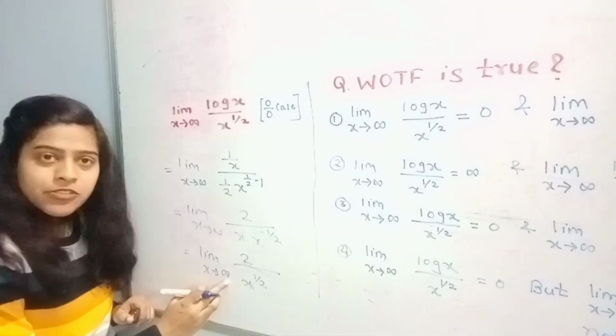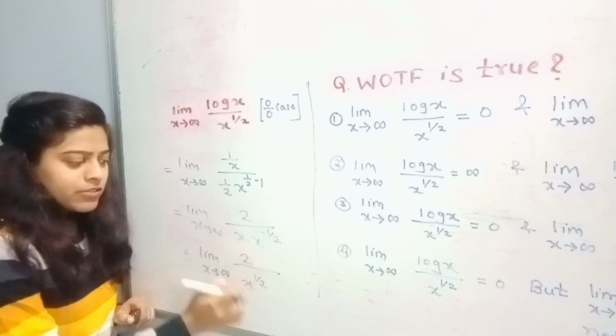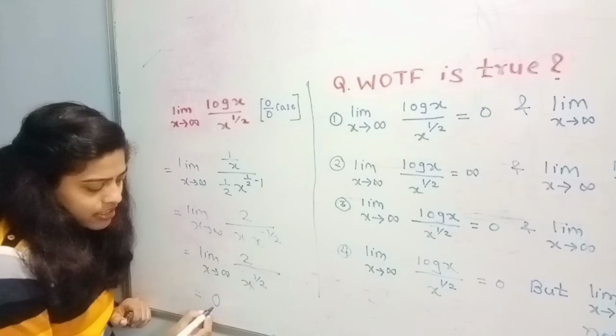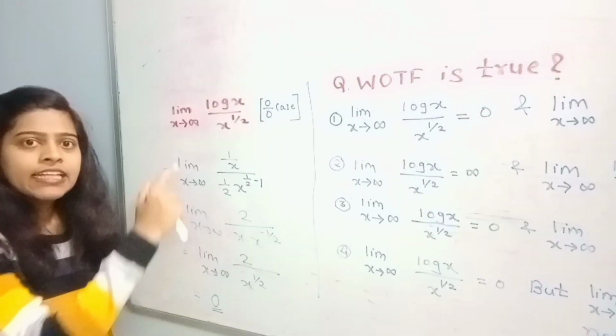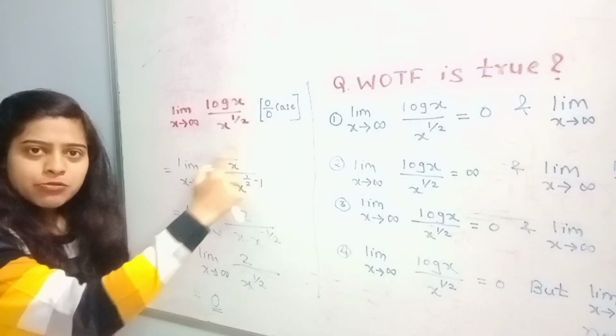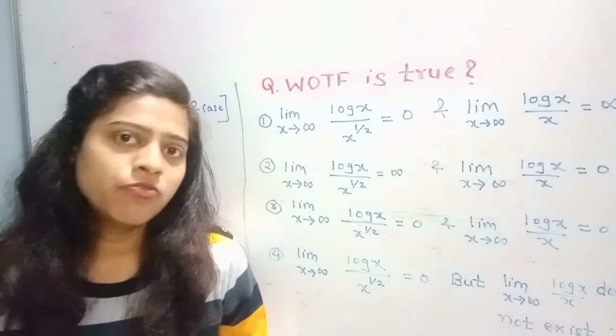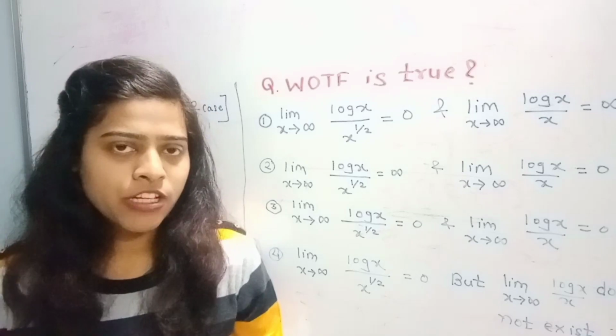As x tends to infinity, this 1 by x tends to 0. Therefore we get the answer 0. That is, the limiting value of this function is 0. From the above calculation we have the limiting value of the first function is 0.